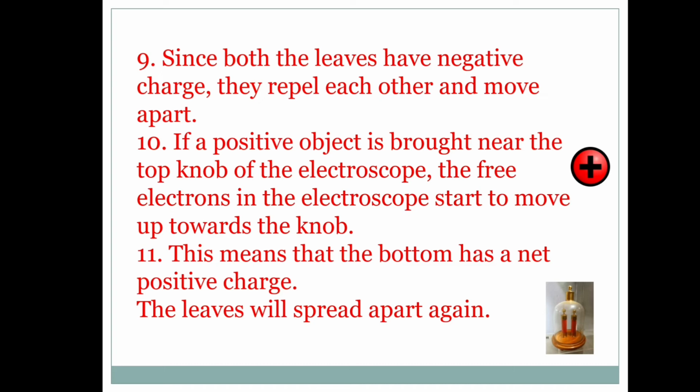10th point, if a positive object is brought near the top knob of the electroscope, the free electrons in the electroscope start to move up towards the knob. 11th point, the last point, this means that the bottom has a net positive charge. The leaves will spread apart again.